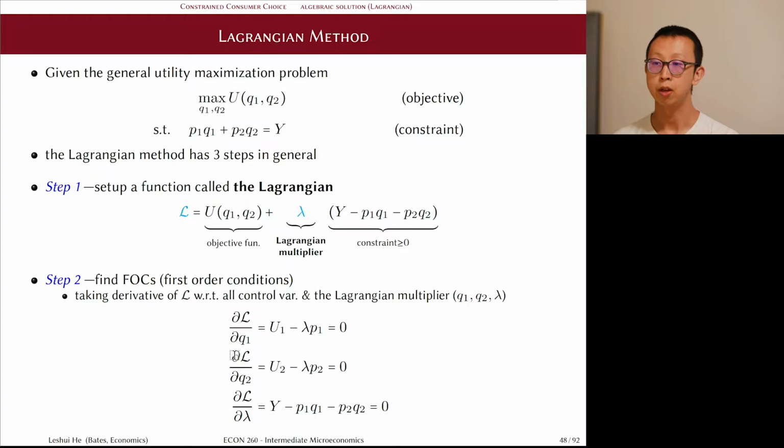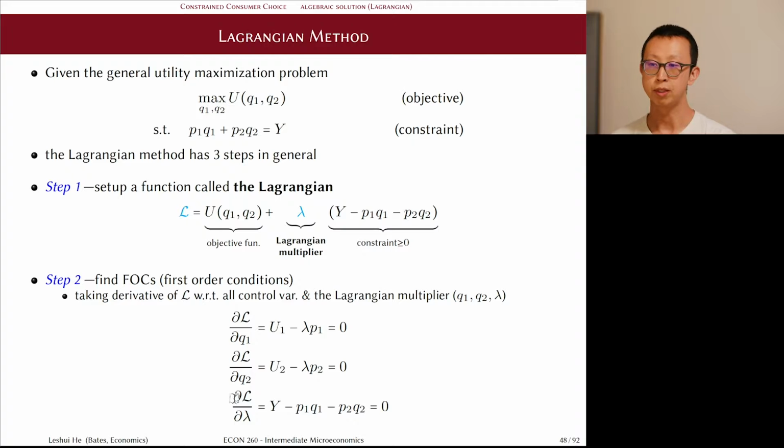The derivative of the Lagrangian with respect to Q2 is very similar. Q2 increases the utility of the consumer, but also increases the expenditure. So the derivative of the Lagrangian with respect to Q2 is going to be the marginal utility of Q2 through the utility function, and then minus P2 times lambda through the constraint portion of the Lagrangian. And there we have it.